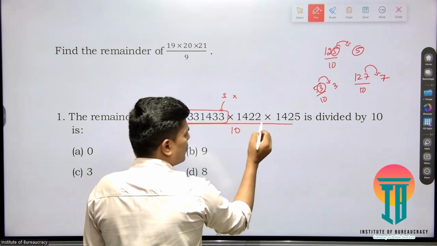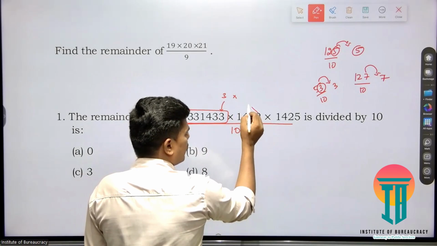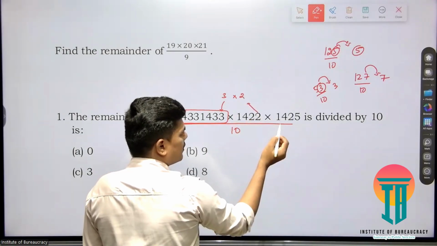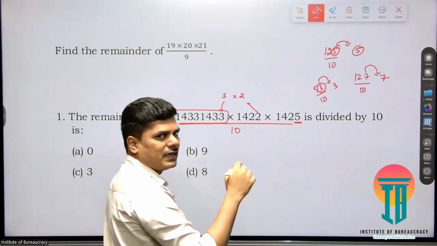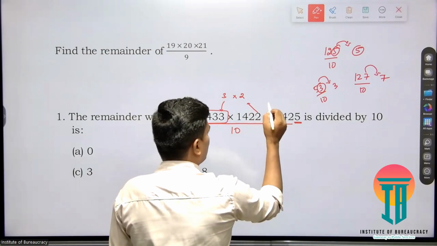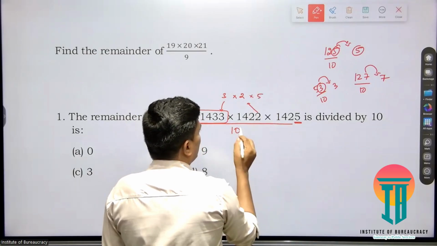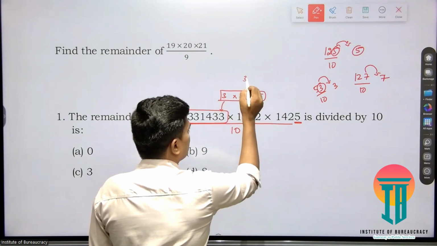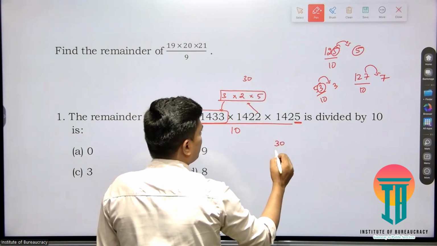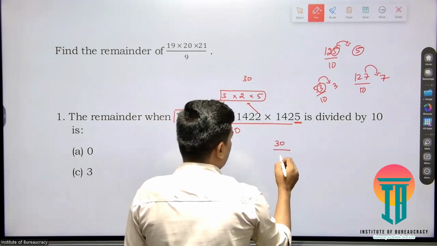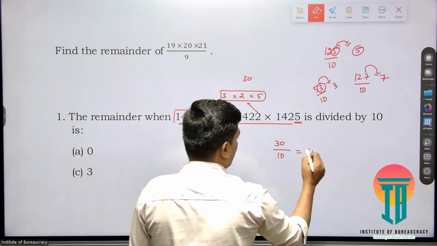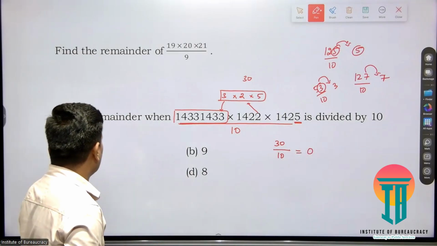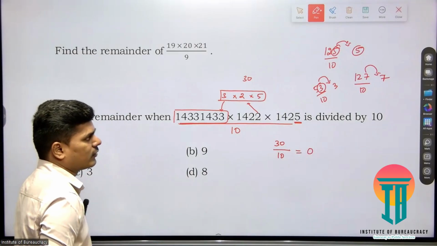Similarly, when I divide this number by 10, what is that remainder going to be? 2, the unit digit. Similarly, when I divide this number by 10, the remainder is going to be 5. Now, if you multiply all these numbers, it is going to be 30. Now, when I divide 30 by 10, the remainder is going to be 0. So, 0 is the remainder for this question.